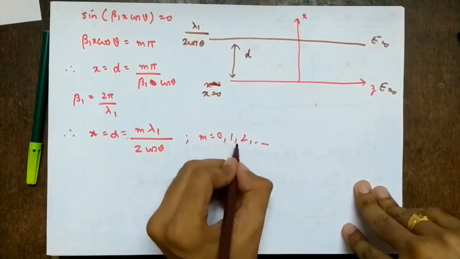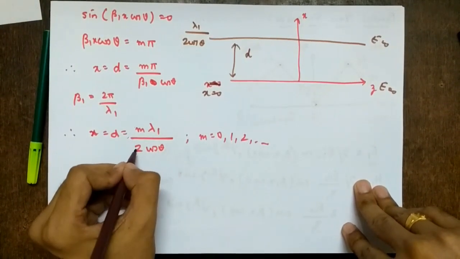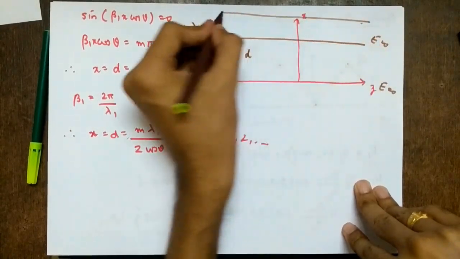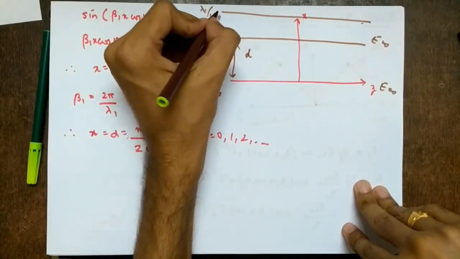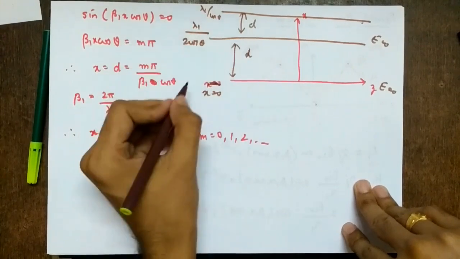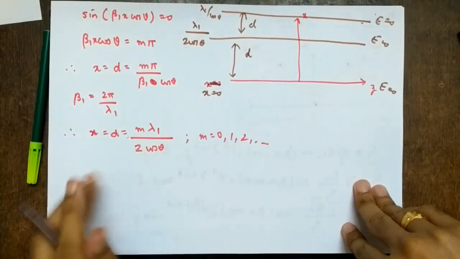If I go a further distance, m equal to 2, so 2 lambda 1 by 2 cos theta, that is lambda 1 by cos theta. So if I go another d, again the electric field will be 0 here.